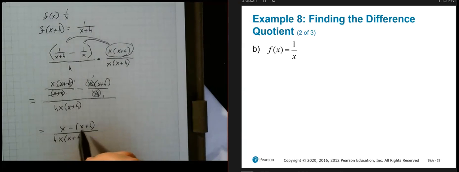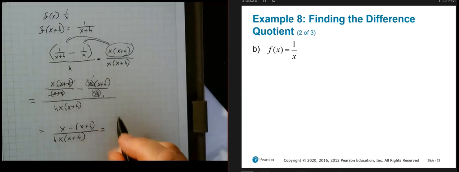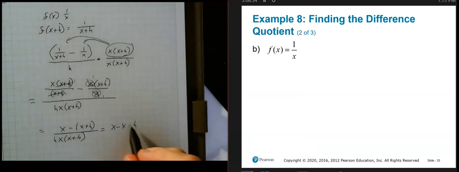Now to simplify the numerator, to get rid of these parentheses, I'm changing my signs in there. I'm multiplying by -1. So I have x minus x plus minus h, because all those signs change. And I'm still dividing by hx times x plus h. X minus x is 0, so boom, those are gone. So now I'm left with a negative h being divided by hx times x plus h.